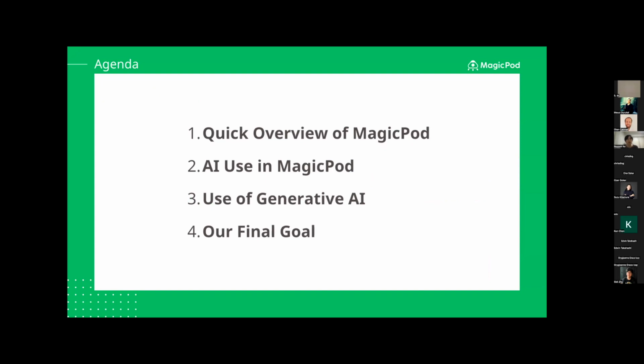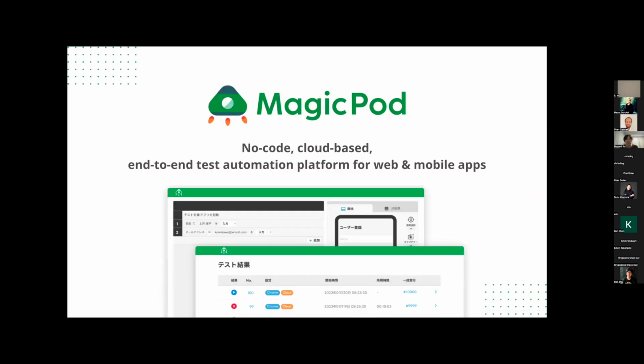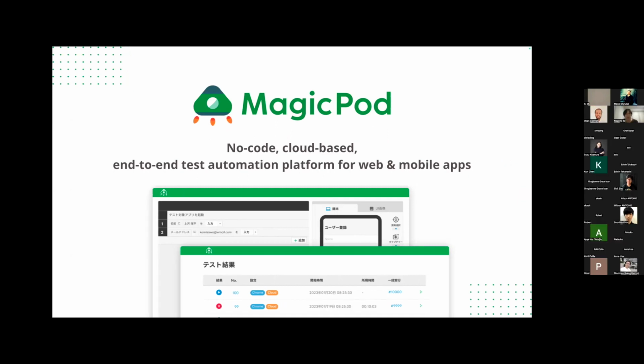And this is today's agenda. After a quick overview of MagicPod, I will talk about various AI topics, including generative AI. First, let's move on to the quick overview part. MagicPod is a no-code and cloud-based end-to-end test automation platform. It is for web and mobile app test automation, and it internally uses Selenium and Appium.